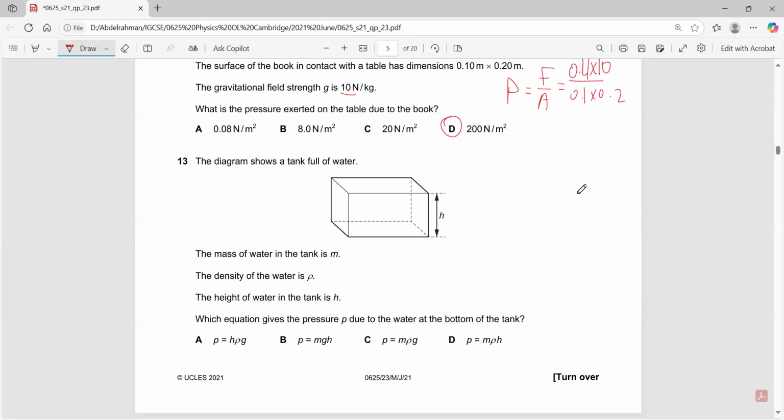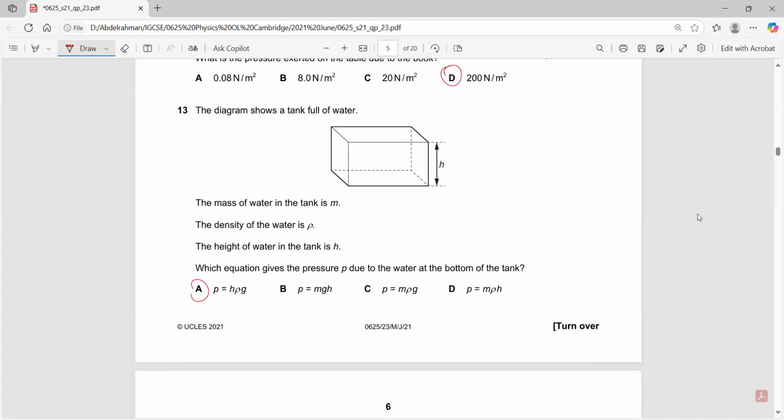Diagram shows a tank full of water. The mass of the water is m, density rho, the height h. Which equation gives the pressure? Pressure equals rho g h. In this case, he wrote it down as h g or h rho g. Again, it's the same thing, right? Do I care about the mass? No, I do not care about the mass. I do not need the mass.